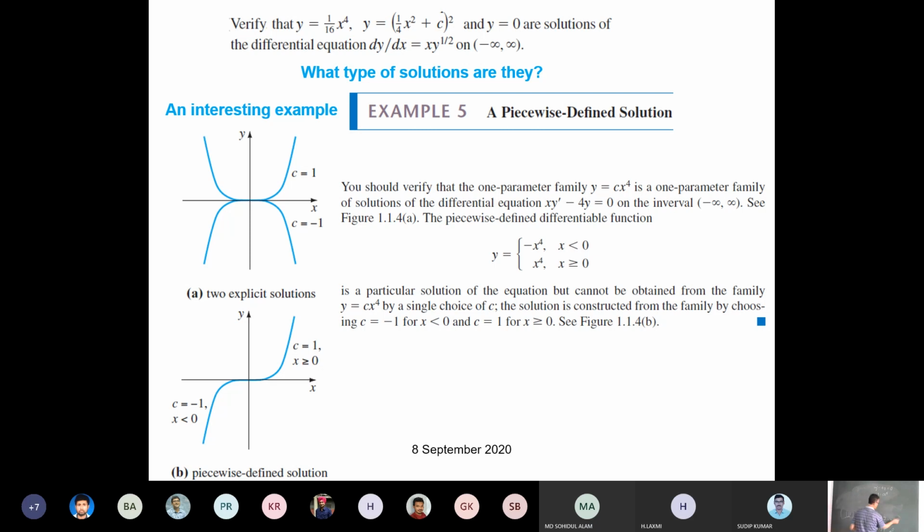So what kind of solution is that? Can somebody tell me? y equal to c x to the power 4, which I say is the solution of the given differential equation. So it represents what type of solution? Can somebody unmute and tell me? So general solution. Or I mean, it is a one parameter solution, right?